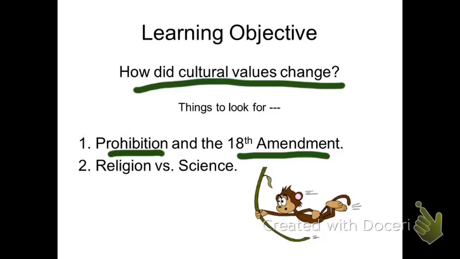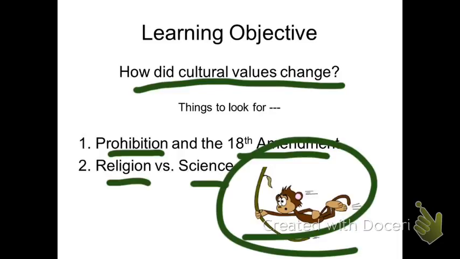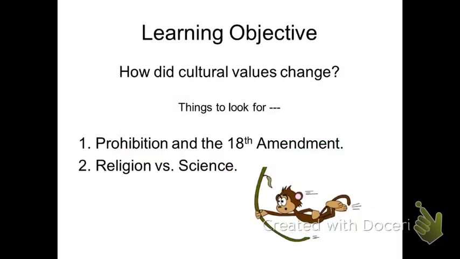And then we had religion versus science, and of course, the first thing that should come to your mind is the Scopes monkey trial. All right, let's move forward. The Temperance movement and Prohibition. We have a couple of images here on the right.